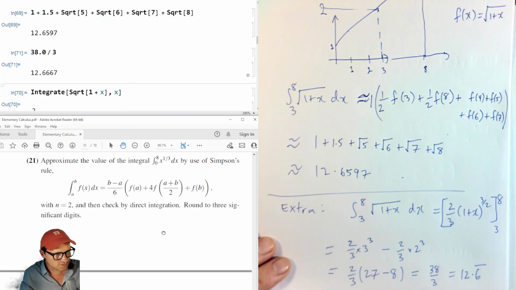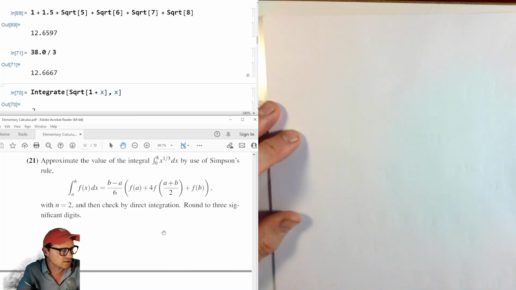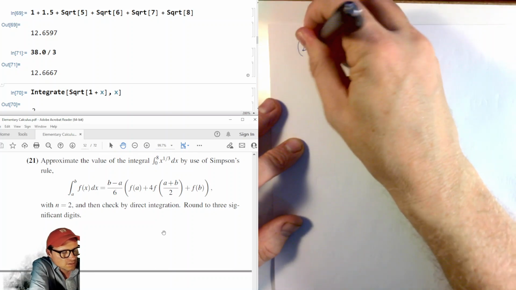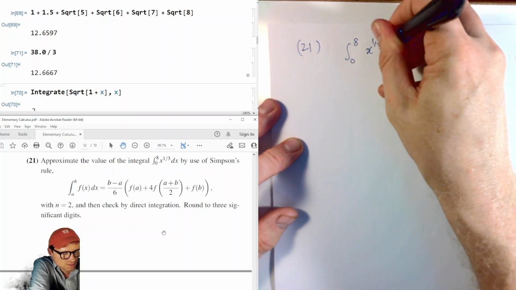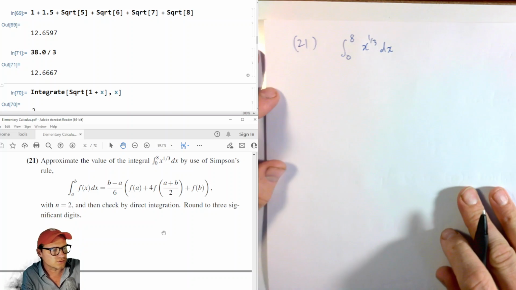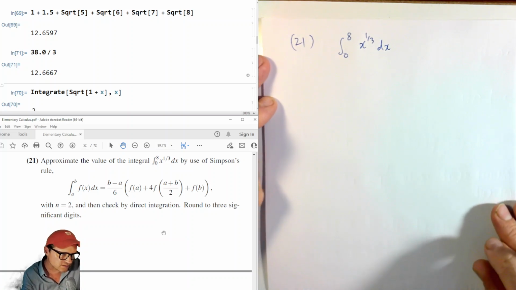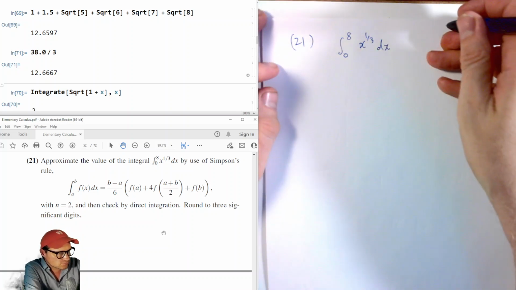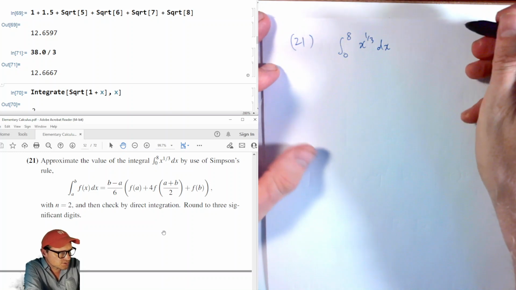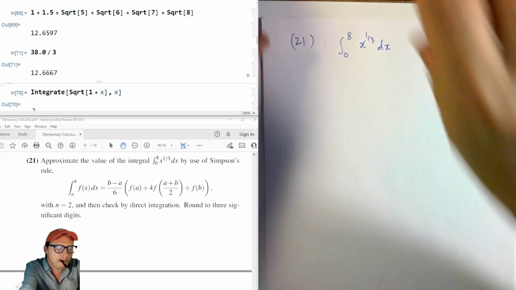Okay, last one on the problem set. 21, approximate the integral from 0 to 8 of x to the 1/3 dx using Simpson's rule. All right, now Simpson's rule is slightly more tricky than the trapezoidal rule. So with n equals 2, okay, so we want to draw a picture of this. So let's plot this here.